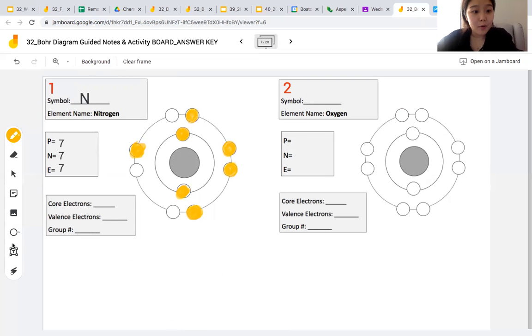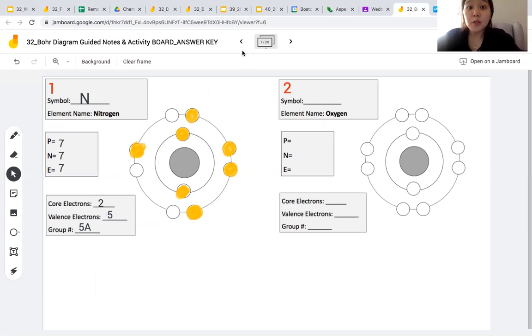All right, so group number nitrogen is 5A. You would have to look at the periodic table to know that. And then the core electrons, we have 2, because that's 2 innermost electrons. And in the outside shell, we have 1, 2, 3, 4, 5. So let's put 5 electrons, valence electrons.